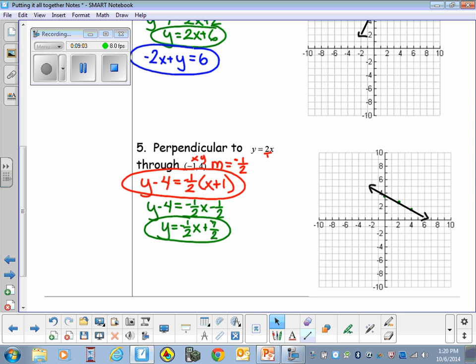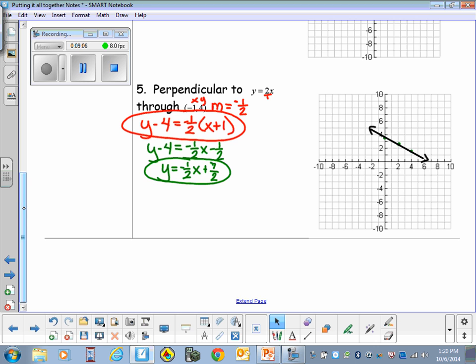Okay, the last thing I need to do is standard form of the line, which means I need to multiply everything by 2. 2y equals negative x plus 7. And move the x to the other side, and I have standard form.